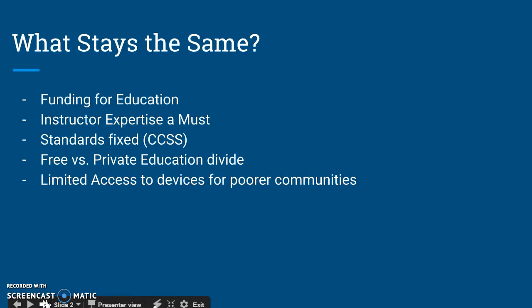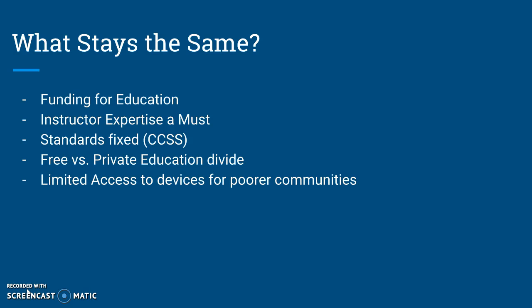How will things stay the same? There will still be issues with funding for education and for technology. So in order to access all these things, you must have internet access. Another thing that will stay the same is that instructors must be experts. They must know exactly what they are teaching and be an expert in the field in order to be an effective instructor.